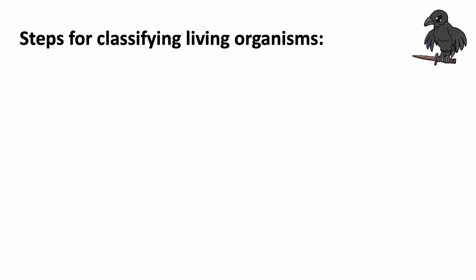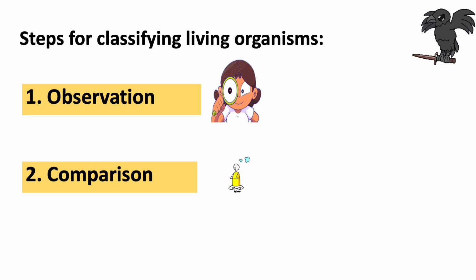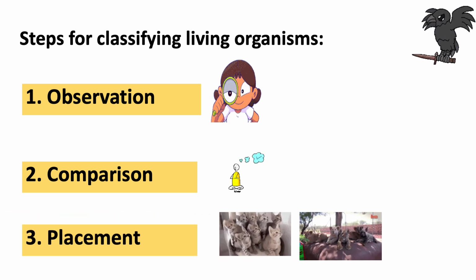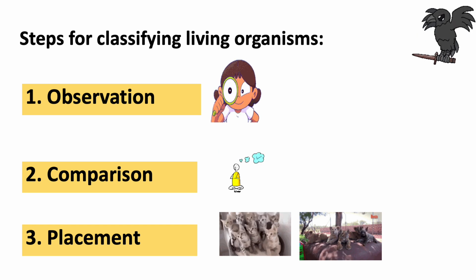We know that classification is categorizing organisms on the basis of their shared characters. Classification itself is a 3-step process. First is observation, where all the information about the features of the organisms is collected. Second is comparison, where the information is analyzed and compared to the other organisms. Then the third step is placement, where we try to find out the most fitting group to which we can assign that organism.